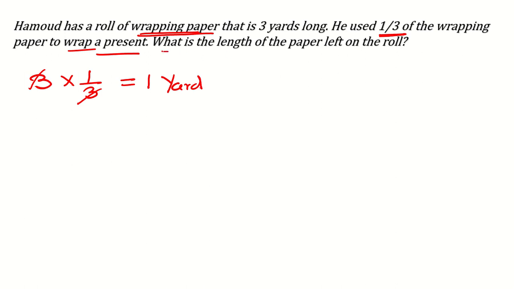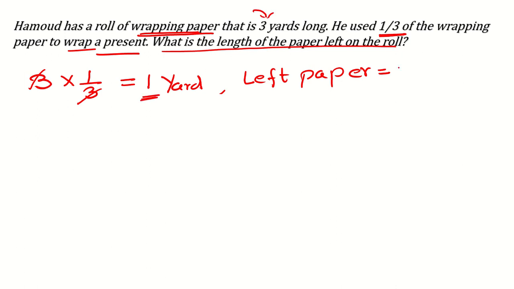Now the question is, what is the length of the paper left on the roll? So left paper equals, see, initially in the starting you had 3 yards and now you have used 1 yard. So how much is left for you? It is 3 minus 1, which means 2 yards.